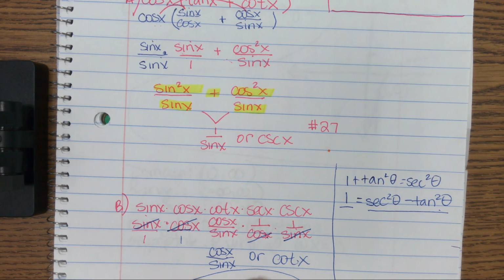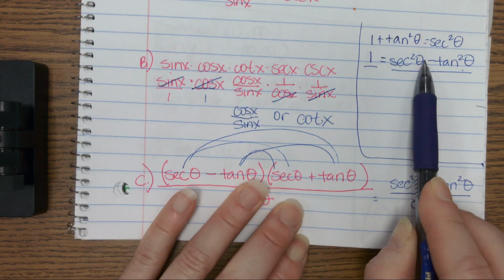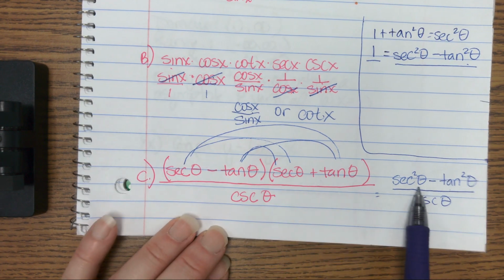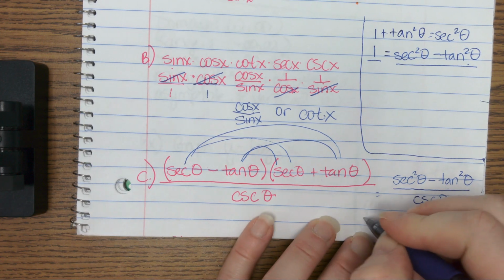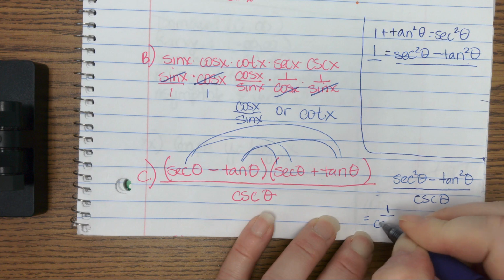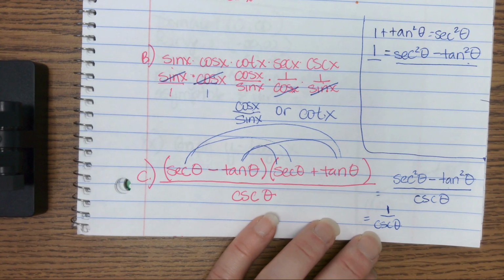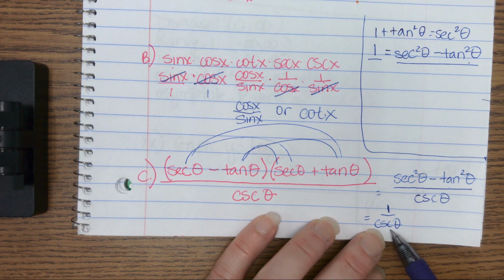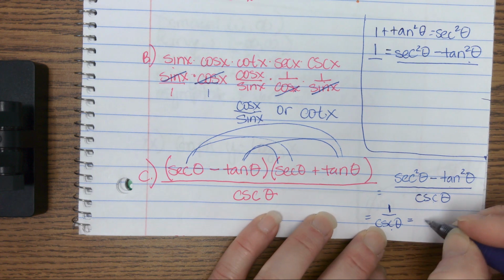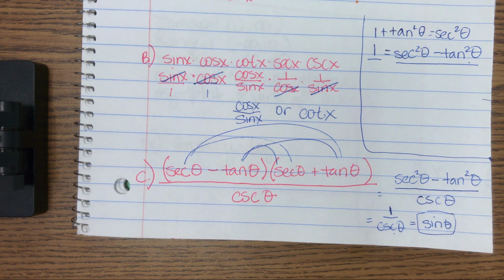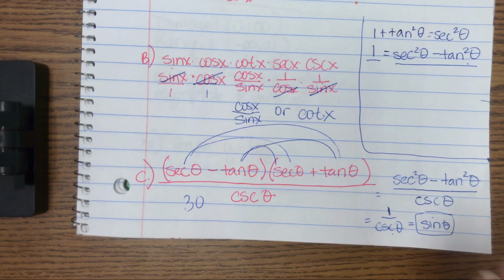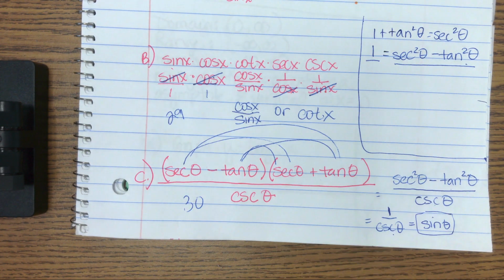And I'm pointing that out because when we multiplied these two expressions together, we got secant squared of theta minus tangent squared of theta. So I'm going to go ahead and replace that with a 1. Still have the cosecant on the bottom, and then I'm going to rewrite that. So 1 over cosecant is the same thing as the sine of theta. Okay, and so if we're looking at C, as we're going through homework stuff, C is very, very similar to question number 30. And like I said, letter B is very similar to question number 29.